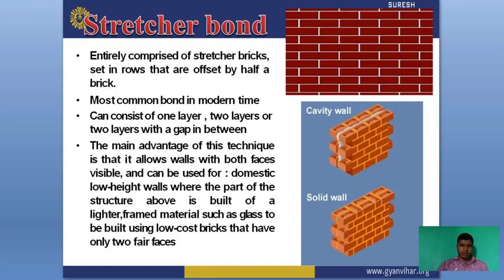Stretcher bond entirely comprises stretcher bricks set in a row that are offset by half a brick. Most common bond in modern times, it can consist of one layer, two layers, or two layers with a gap in between. The main advantage of this technique is that it allows walls with both faces visible and can be used for domestic low height walls where the part of the structure above is built of a lighter frame material such as glass, to be built using low cost bricks that have only two fair faces.